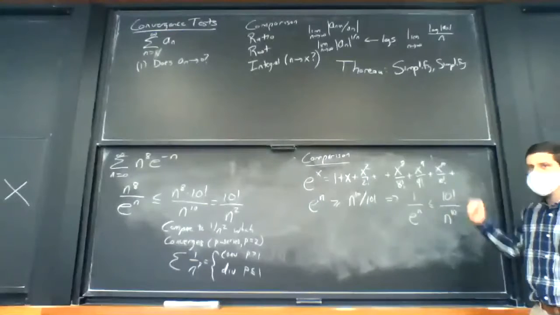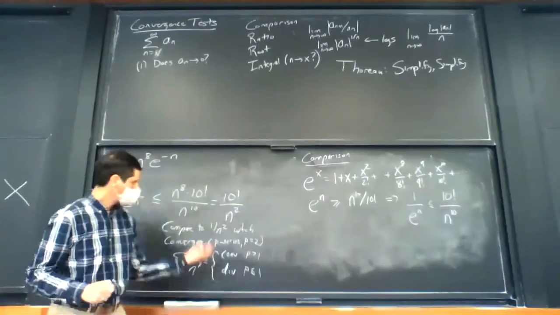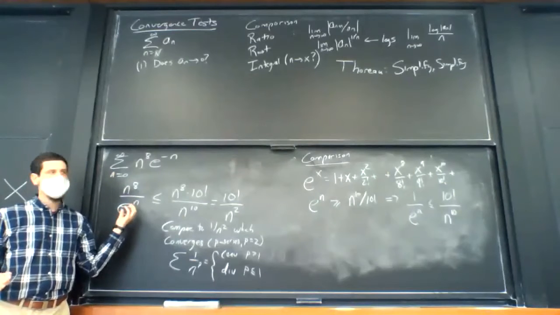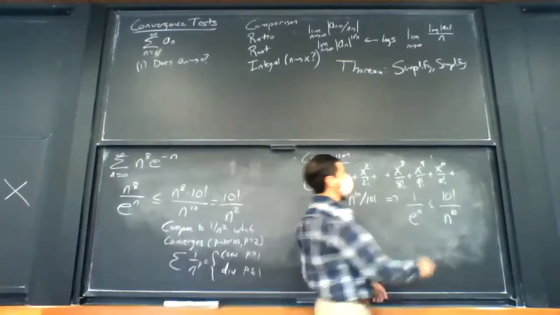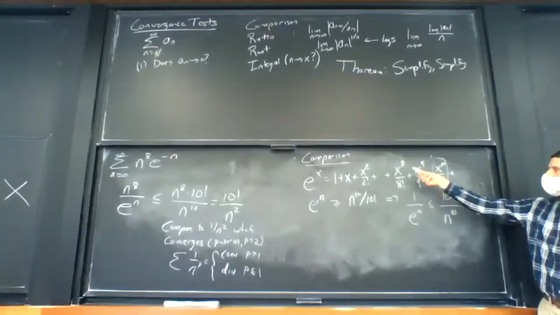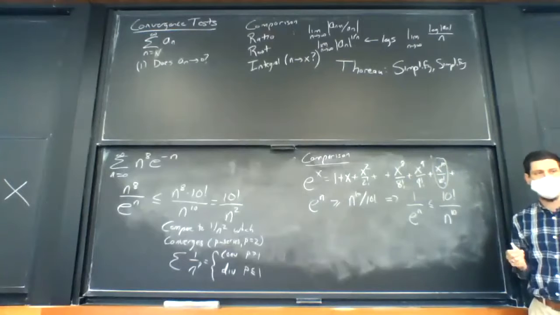The key is you have to see that e to the n is growing faster than any polynomial. So that's why I stopped and focused on this one over here. I focused on 2 more than x to the 8, so that I'll have a 1 over n squared.